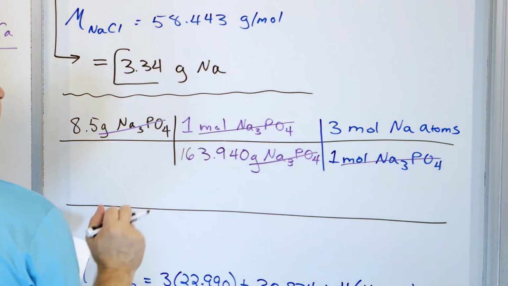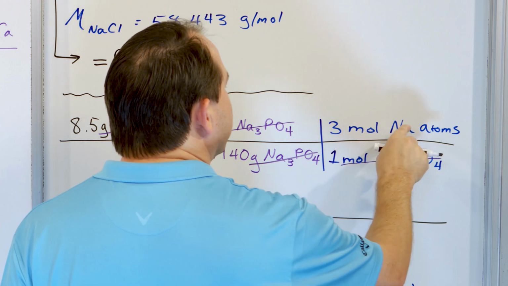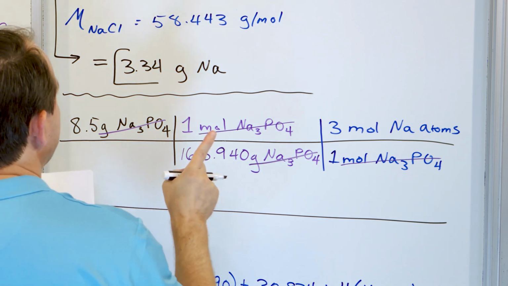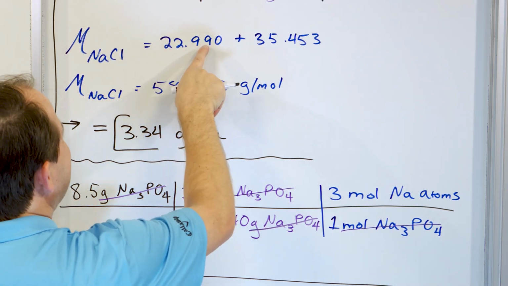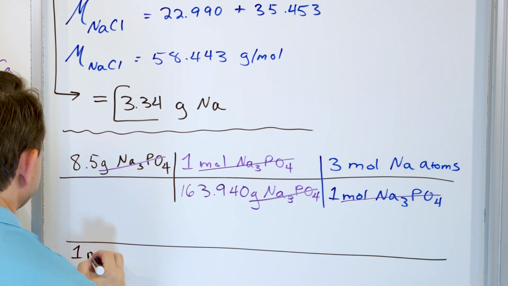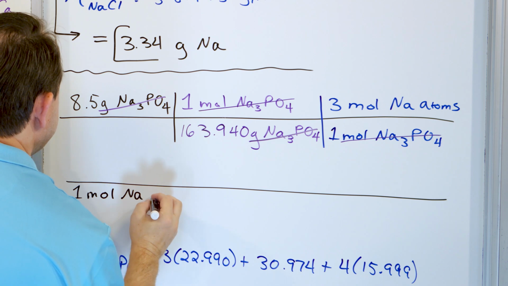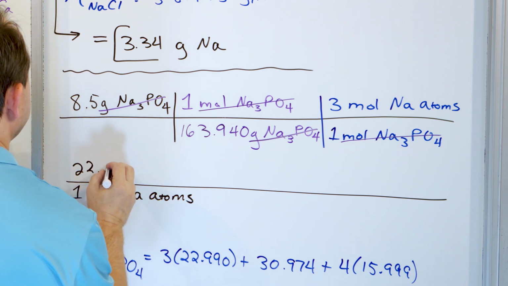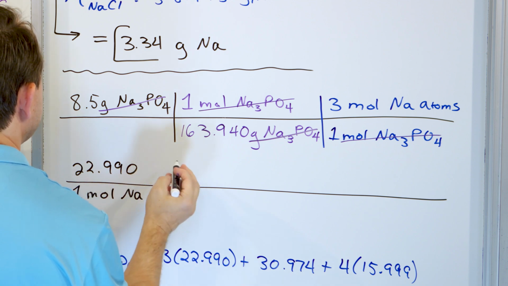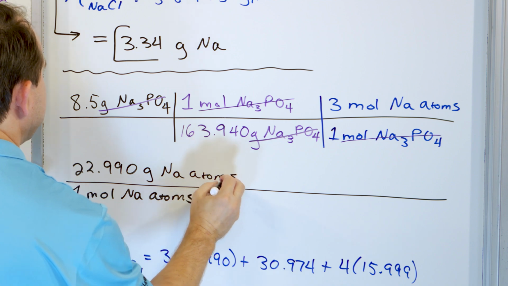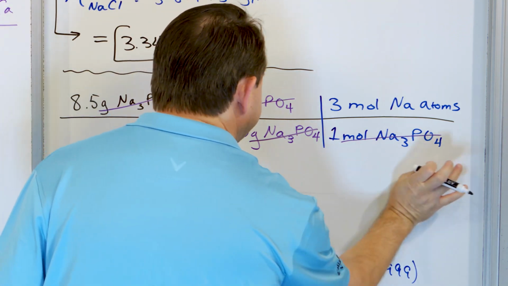Now, if we stop the calculation here, we have the number of moles of sodium atoms. And we want to calculate the number of grams of sodium atoms. Fortunately, we know that sodium is 22.990 grams per mole. So we can say that in 1 mole of Na atoms, there is 22.990 grams of Na atoms. And it looks like I didn't need this whole thing after this, because we're basically done right here, right?